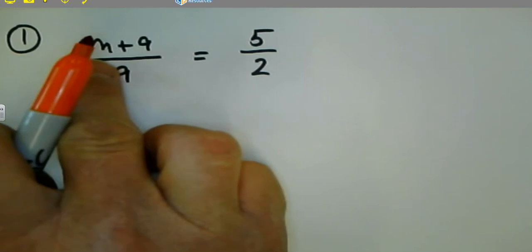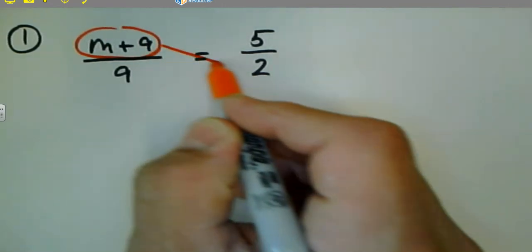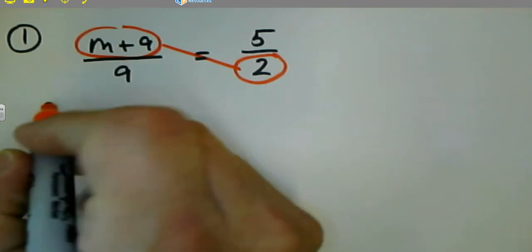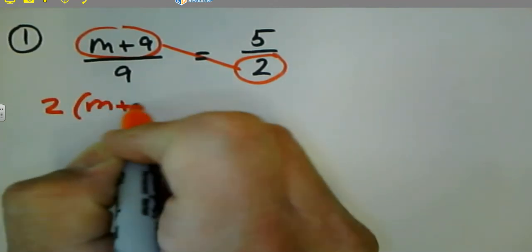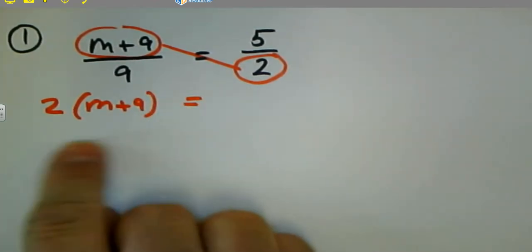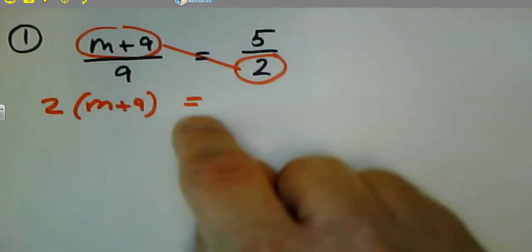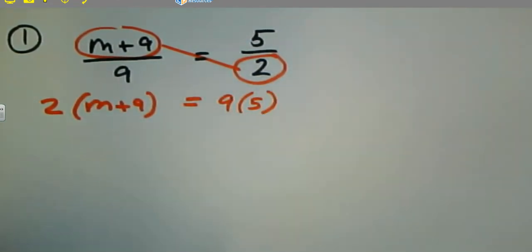Now, I always prefer, especially with one like this, to take the variable, which is the m plus 9, and multiply it to the other one. So we start at the top, we go to the bottom. So what we're going to do is put the 2 in front, put the m plus 9 in parentheses, and that should look familiar to you. That's distribute. That's the very first step. Now on the other side, we must set it equal because they're set equal. We have a 9 and a 5. So that's just 9 times 5.